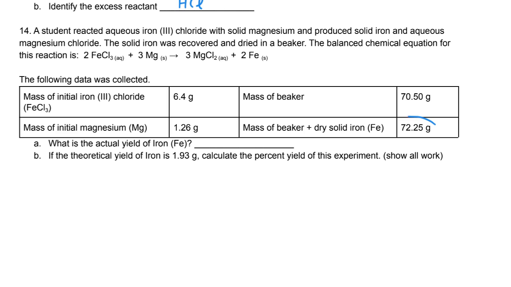So that would be this number right here, but minus the mass of the beaker. So 72.25 minus 70.5 gives us 1.75 grams. The theoretical yield was 1.93 grams. Calculate the percentage yield: 1.75 divided by 1.93 times 100%, and I got 90.7%.